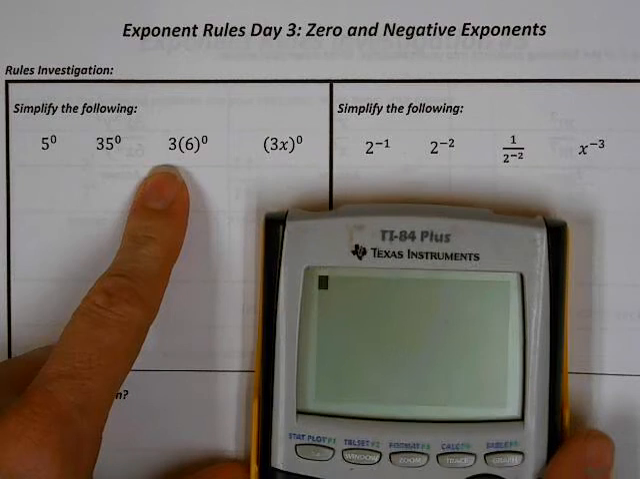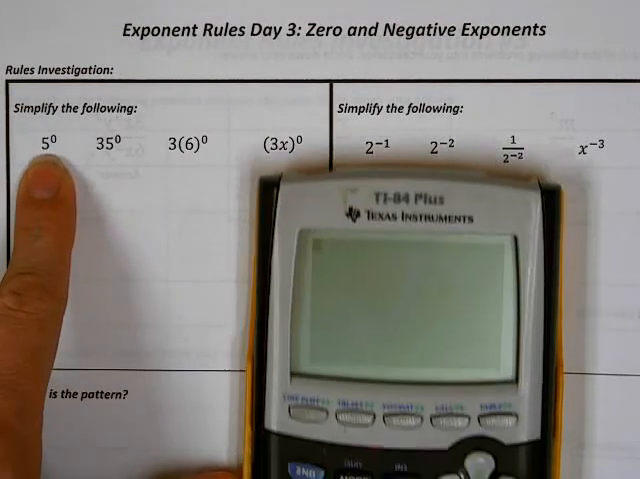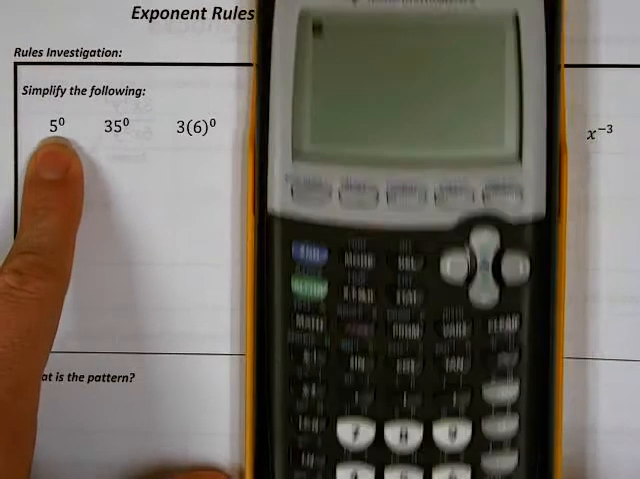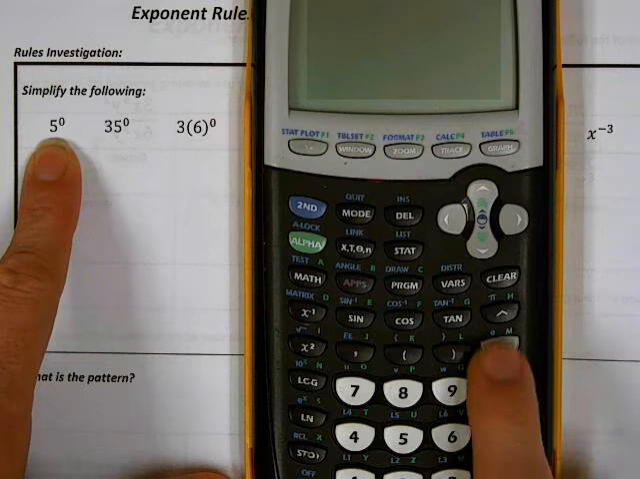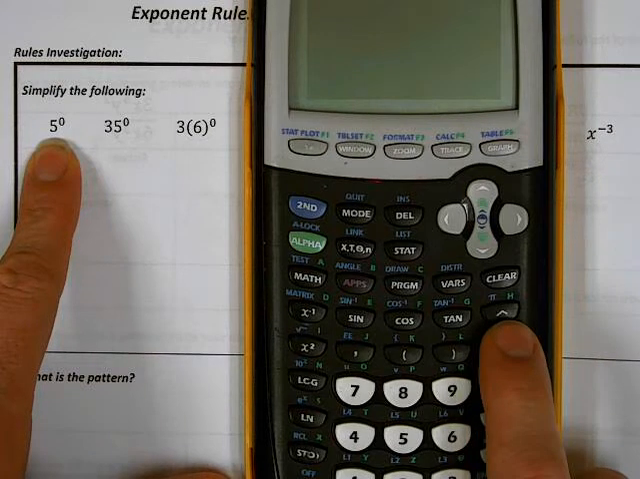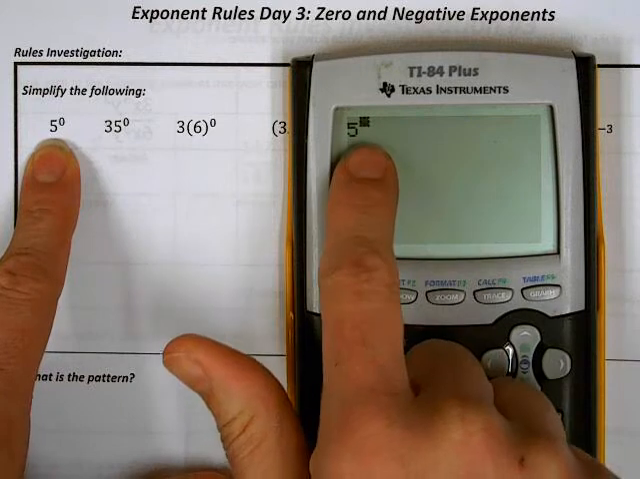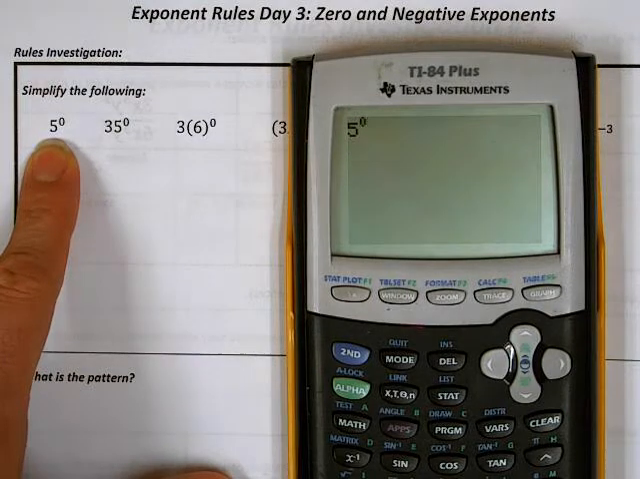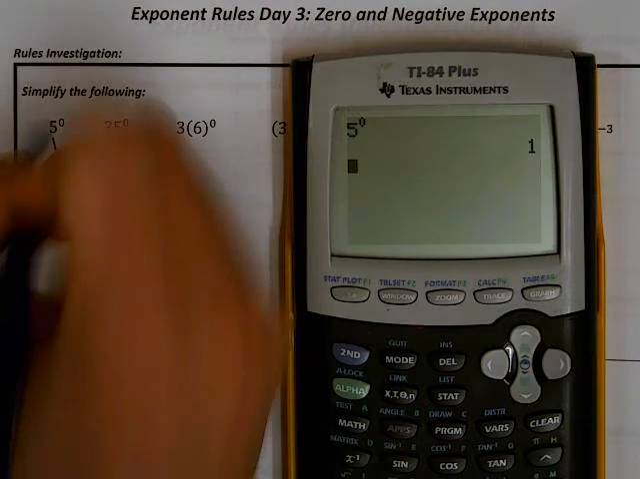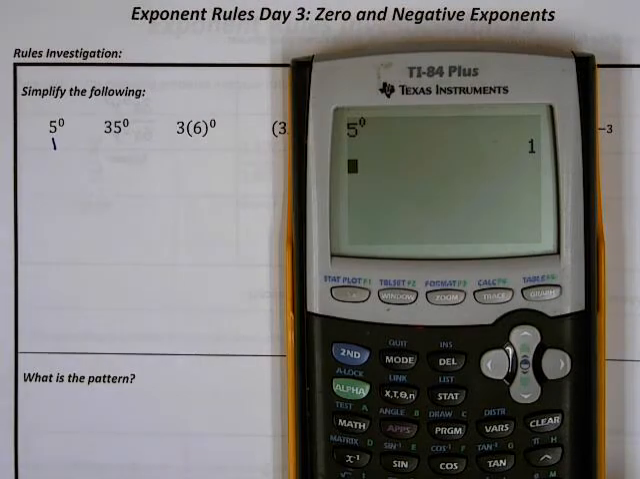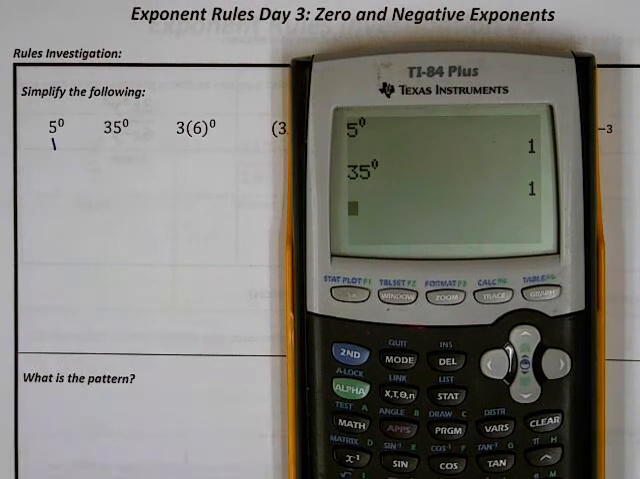For the first one, if you're not sure how to do exponents, if I want to type in 5 to the 0, I'm going to type in 5 down here, and then I'm going to use what we call the caret key. It looks like an up arrow. I'm going to click that, and you'll see it gives me a space for my exponent. So if I type in 0, I'm going to get 1. Let's see, if I do the same thing with 35 to the 0 power, I still get 1.